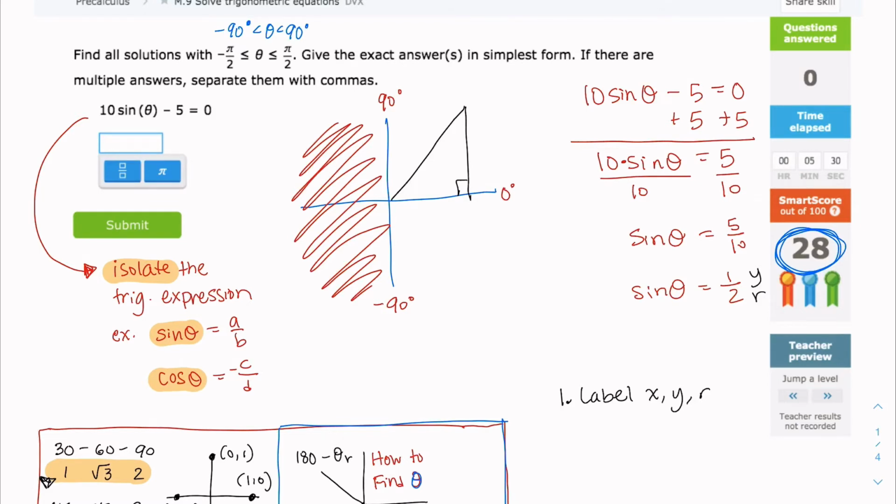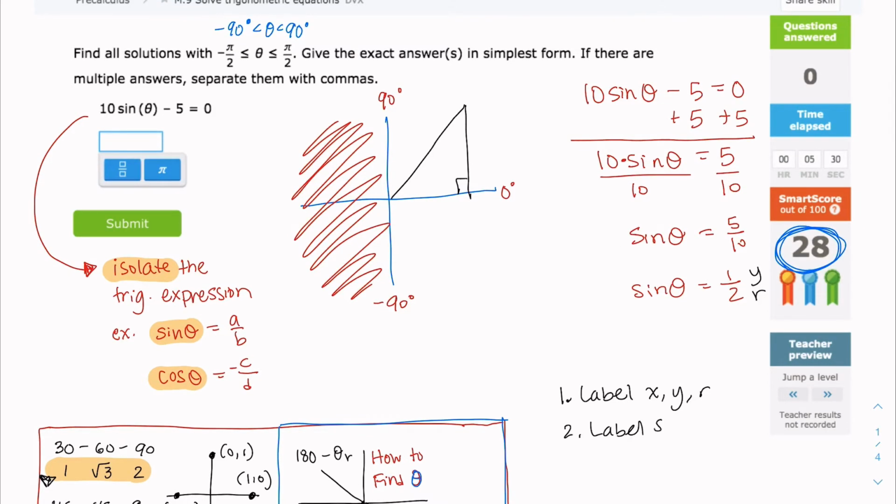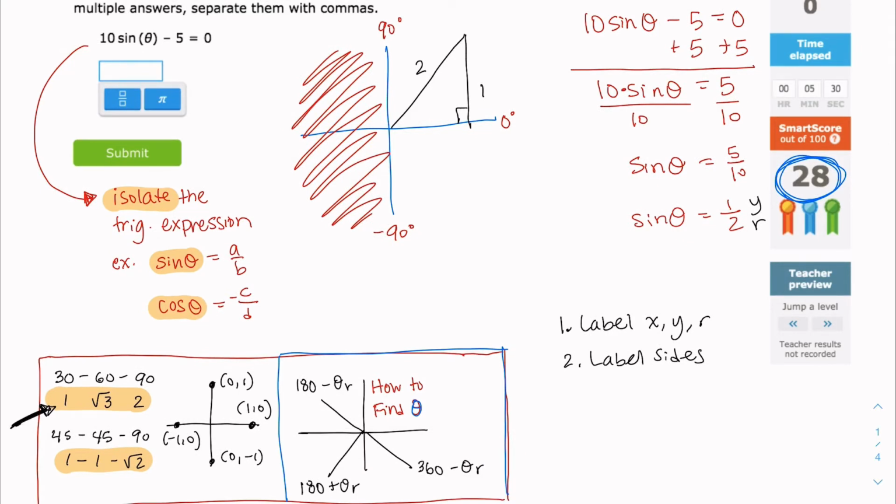So let's label our sides. Y is positive 1, r is 2. And that means that, again, we're dealing with a 30, 60, 90 with a radical 3 on the x side. Next step, find your reference angle. Since we're across the 1, that'll be 30 degrees. And then we find our actual angle. And notice that when we're in quadrant 1, there's no math to do. My angle is just 30 degrees. So our final answer is theta equals 30 degrees.